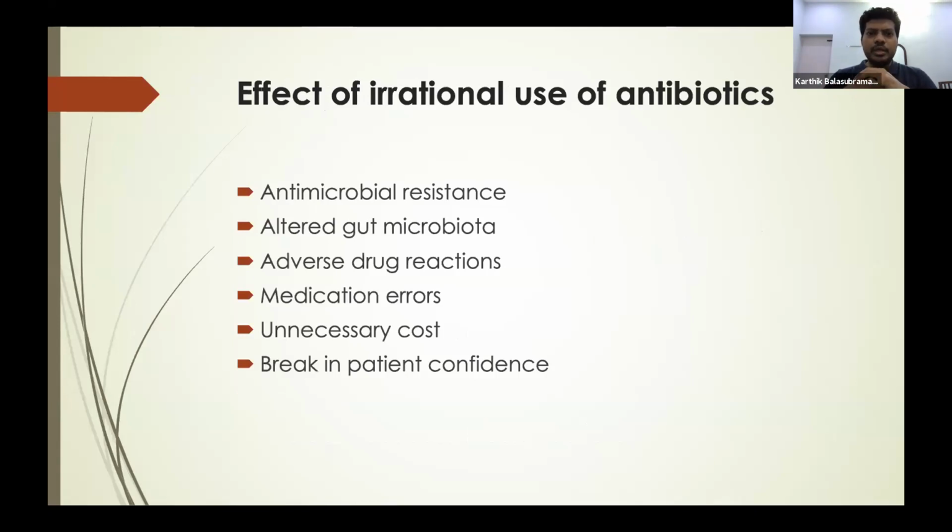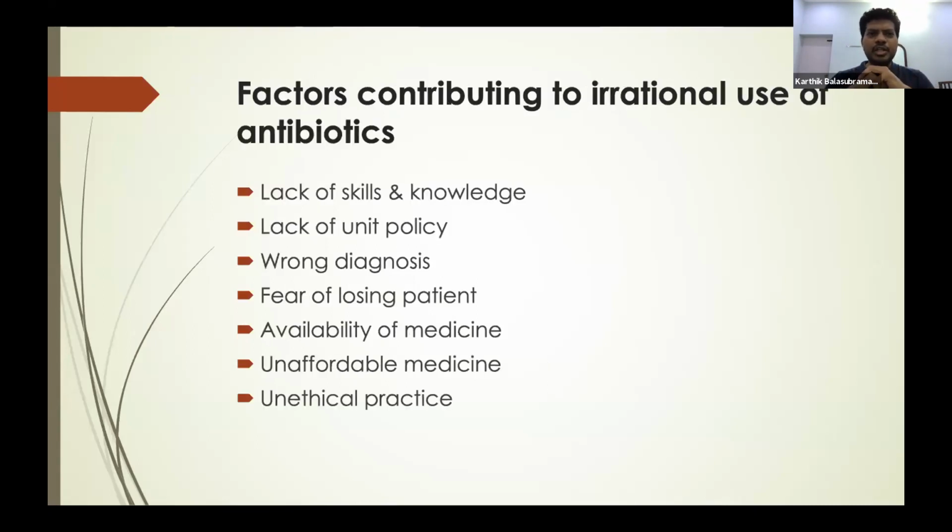So again, if the antibiotics are not used rationally, if there is irrational use of antibiotics, of course, the gut microbiota gets altered. There is increased antimicrobial resistance, and we may end up with adverse drug reactions and a lot of medication errors. And unnecessary use of antibiotics also leads to unnecessary cost, which again may break the patient's confidence in the treating physician. Now, what are the factors that actually lead to irrational use of antibiotics?